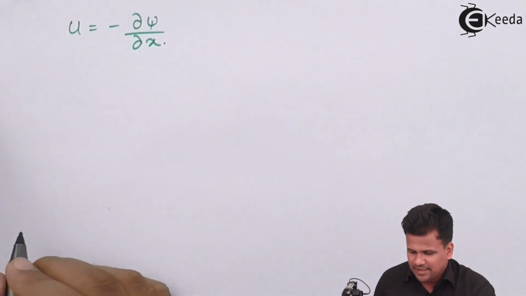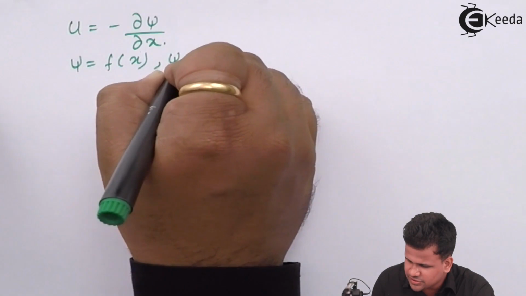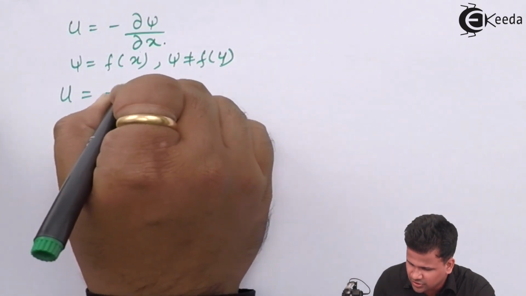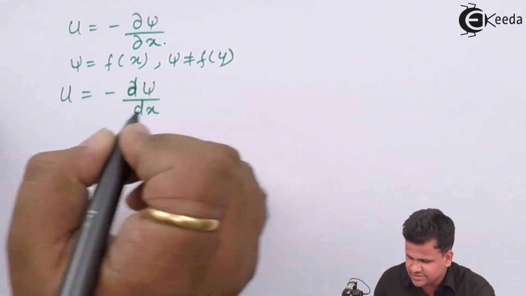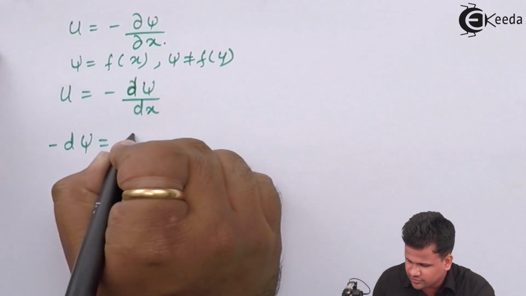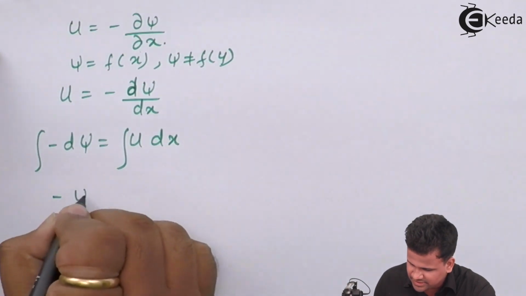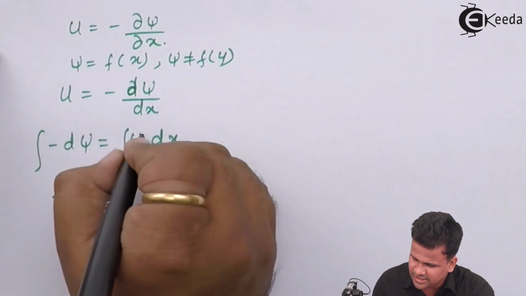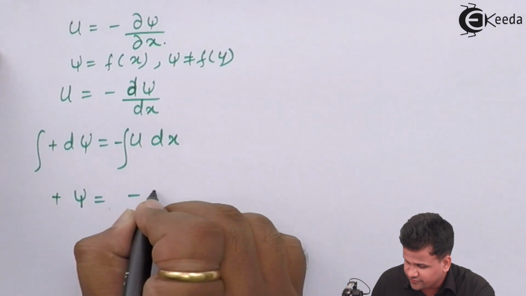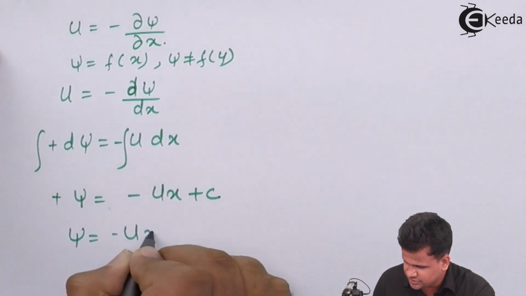So now since psi is a function of x only and psi is not a function of y, you can write U is equal to minus of d psi by dx. So now let us cross multiply. So this is minus of d psi is equal to U into dx. Let us integrate along the entire part. We'll take this minus sign on the other side, so this will be minus of Ux plus c. So you have got psi is equal to minus Ux plus c.